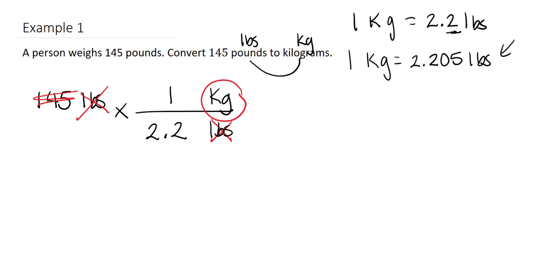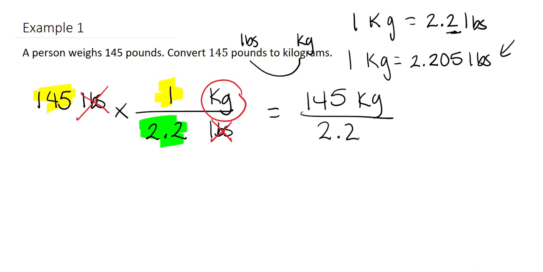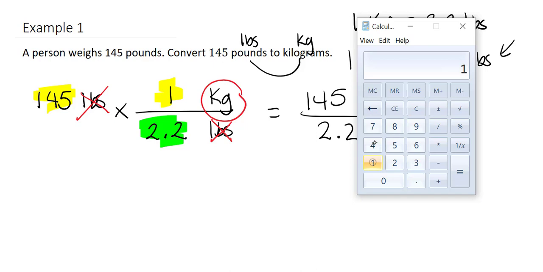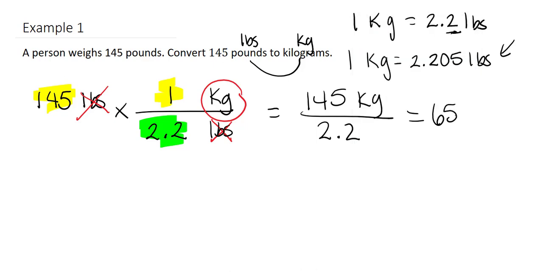Then we need to multiply what's on the top and divide what's on the bottom. So 145 times 1 is just equal to 145 kilograms. Then we divide by 2.2. Let's get our calculators out. 145 divided by 2.2, and we get 65.91. And this is kilograms.